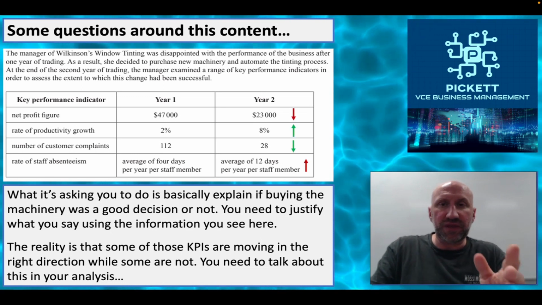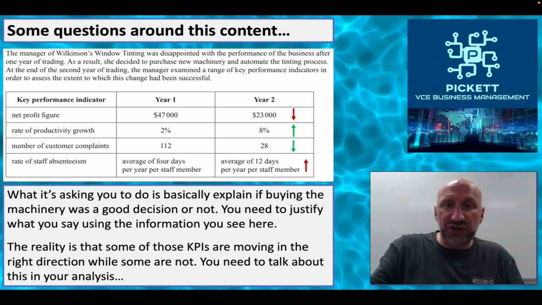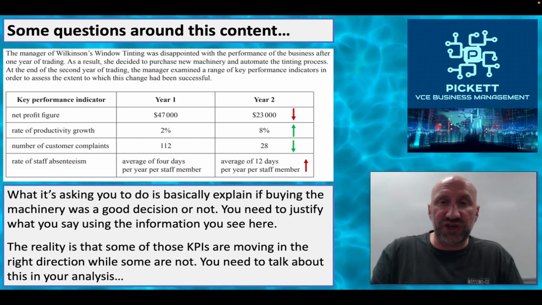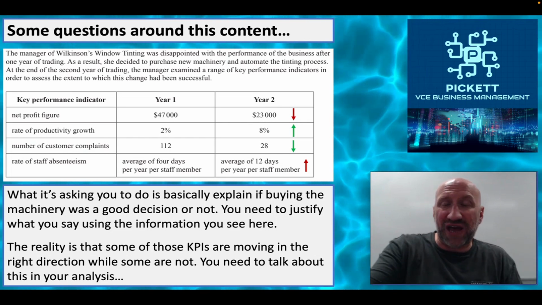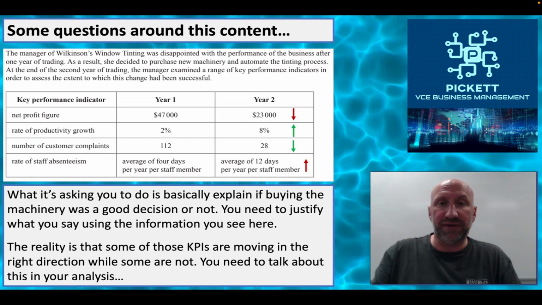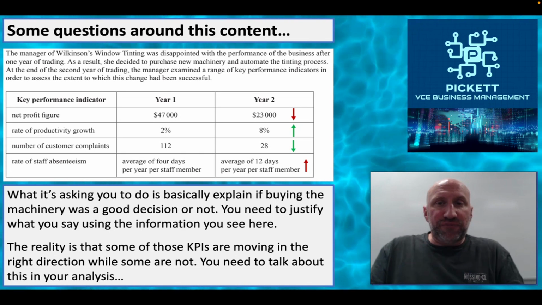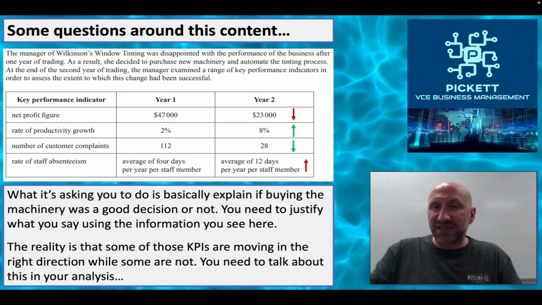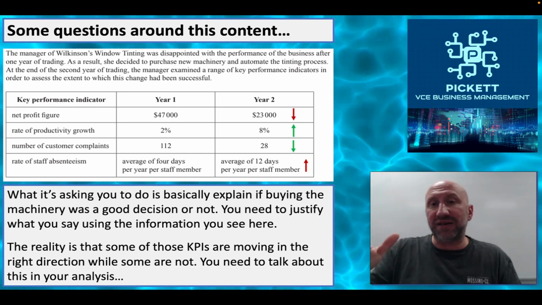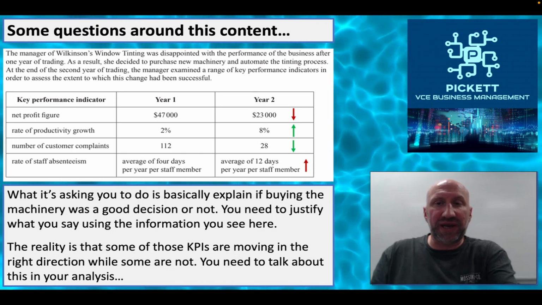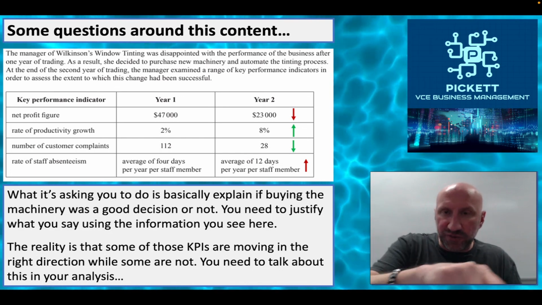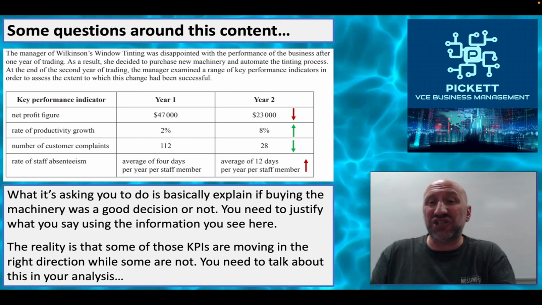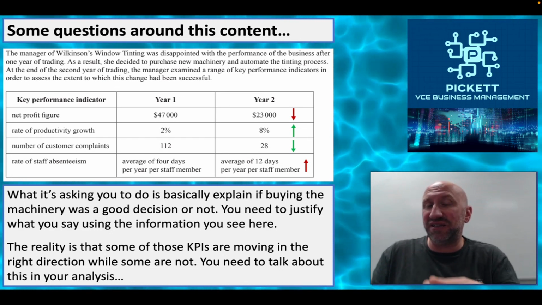So profit. In year 2, after making these improvements to the business and buying this machinery and automating the process, profit actually went down. That's not a good thing, hence red. Rate of productivity growth went from 2 to 8%. So it's moved up. Green, because that's a move in the right direction. We want to see that. So that's a good move. Customer complaints has gone down. That's green because we want customer complaints to go down. And absenteeism has actually increased. So that's a negative move.